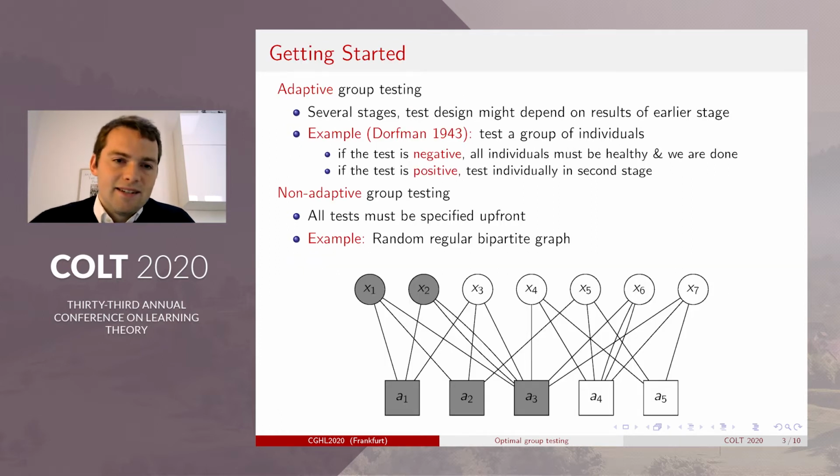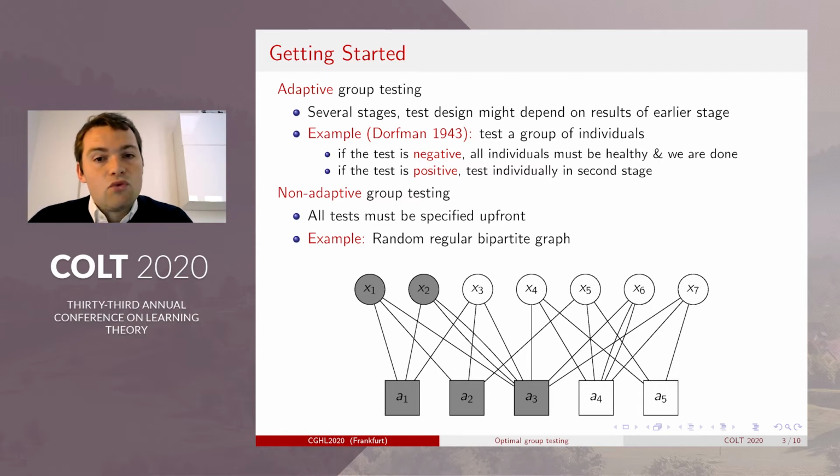To get started, we typically consider two settings of group testing, adaptive and non-adaptive. In adaptive group testing, we perform testing in several stages, and the test design of a later stage might depend on the results of an earlier stage. To illustrate this principle, let's look at an example from Dorfman in 1943, who was the first to put forward the idea of group testing.